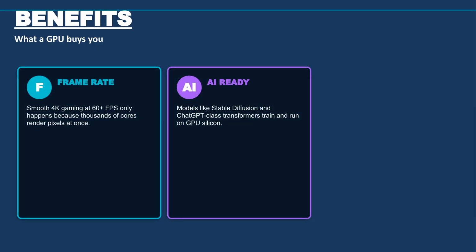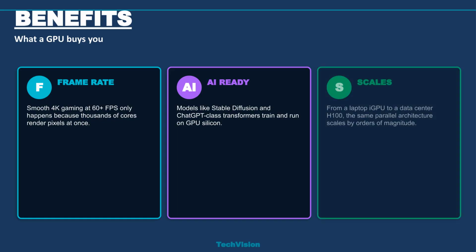The GPU delivers high frame rates for smooth 4K gaming and is AI-ready, powering models like Stable Diffusion. Its scalable parallel architecture ranges from integrated laptop GPUs to powerful data center accelerators.